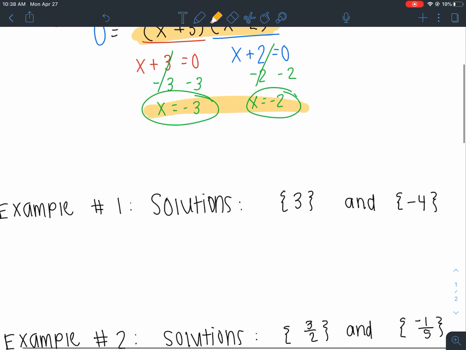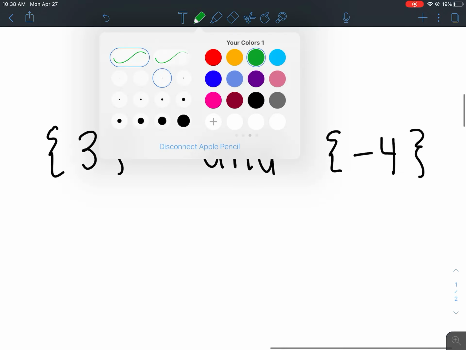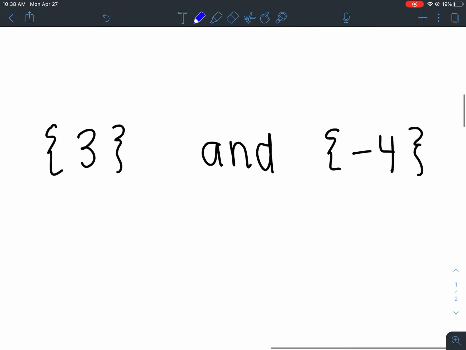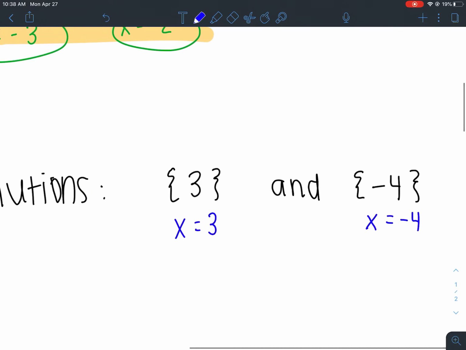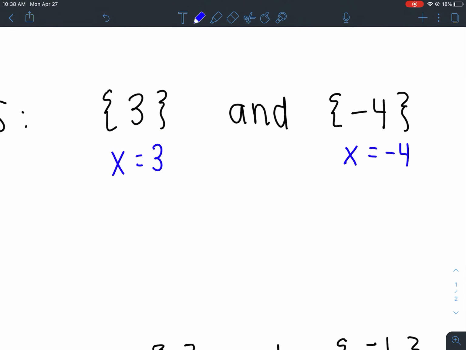So we're going to do the first example. Let's say our solutions are 3 and negative 4. Now this is written a little bit differently, but all this means is that one of your solutions is x equals 3 and the other one is x equals negative 4. So these are our two solutions. But now we have to go backwards. I know that a quadratic equation has a y in it, so y equals. And I want to write this in factored form.